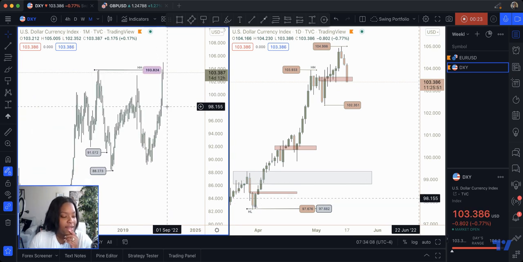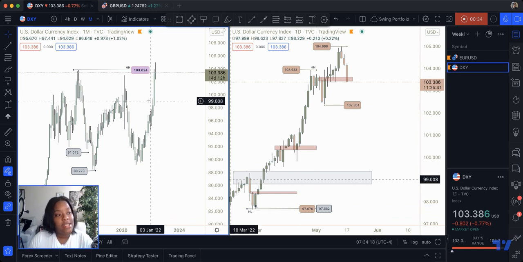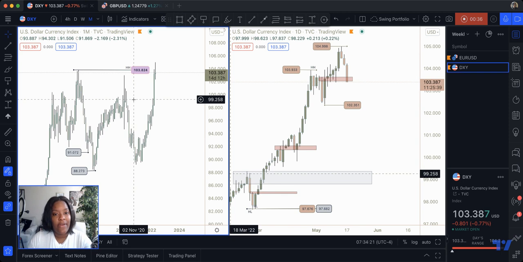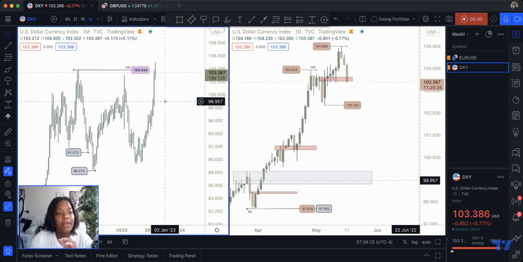So let's go ahead and take a look at the dollar index first. Now, I am on the monthly time frame, and then I'm going to be looking at the daily time frame. The monthly time frame is here on my left hand side, and the daily time frame is right here on my right hand side. But let's first look at the dollar index on my left hand side.